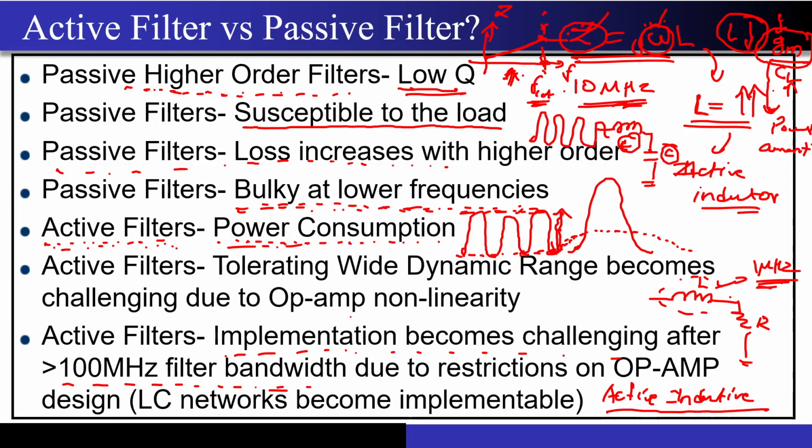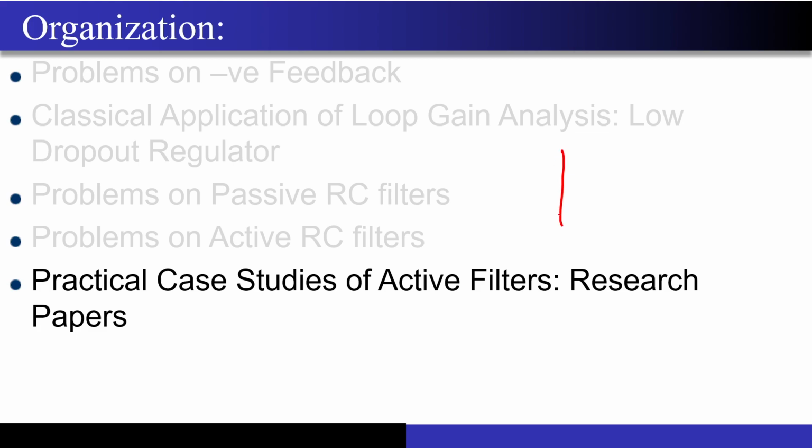And now the one last point is that implementation becomes challenging beyond 100 megahertz filter bandwidth due to the restrictions on the op amp design. And why these restrictions are there, let me just tell you the point.